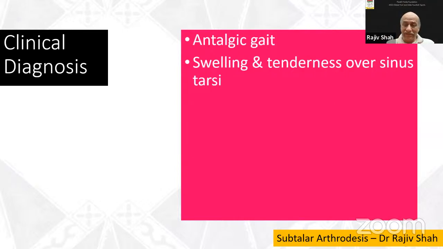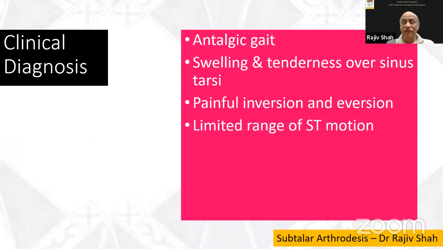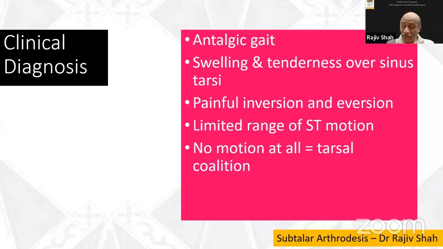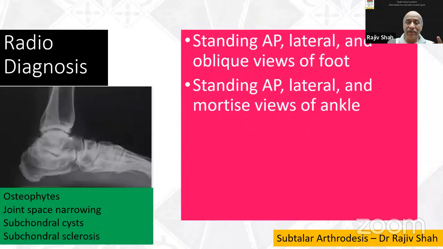Clinically, the patient has an antalgic gait, swelling and tenderness over the sinus tarsi, and sometimes in an advanced case, the patient will have a horseshoe-shaped swelling all across the subtalar joint. There is painful inversion and eversion, and limited range of subtalar joint movements. Sometimes you have tarsal coalition, then there won't be any motion at all. Late cases would have tightness of the gastrosoleus. And if you're not sure, you can put a diagnostic local anesthetic injection into the joint and it will confirm the diagnosis. This is about the clinical diagnosis.